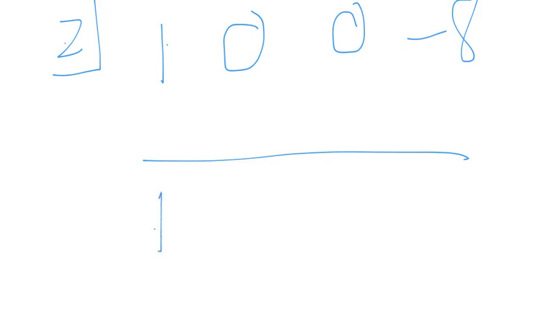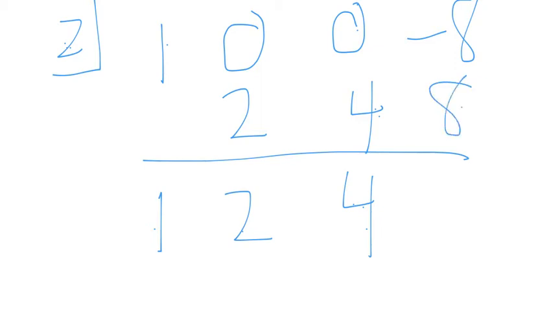1 times 2 was 2. 0 plus 2 is 2. 2 times 2 is 4. Bring the 4 over. 0 plus 4 gives you 4. Now we multiply again. 4 times 2 is 8. Negative 8 plus 8 is 0. Now our last number is always our remainder. We have a remainder of 0.